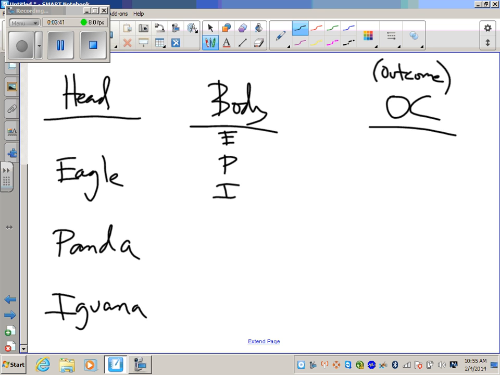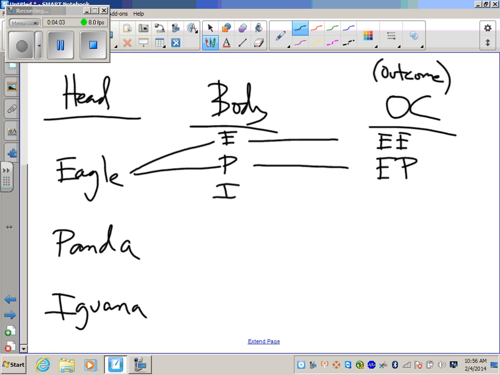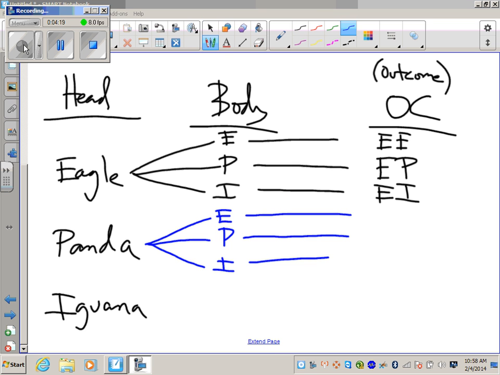I already have the eagle head card in my hand. So from there, I can either pick the eagle body, so my outcome would be eagle head, eagle body, or my next outcome could be eagle head with a panda body, or an eagle head with an iguana body. Can you finish the next two? Do it. Okay, finishing it off. Panda head, eagle body; panda head, panda body; and panda head, iguana body.